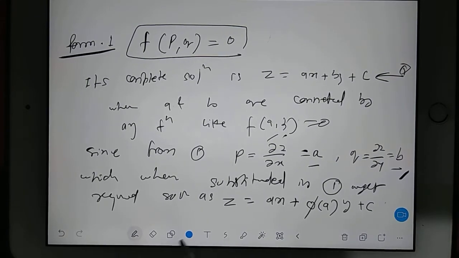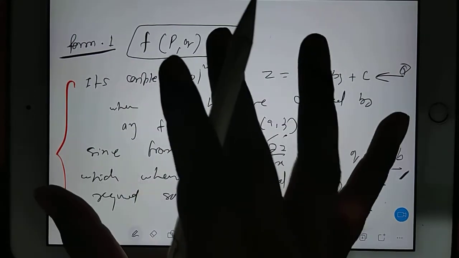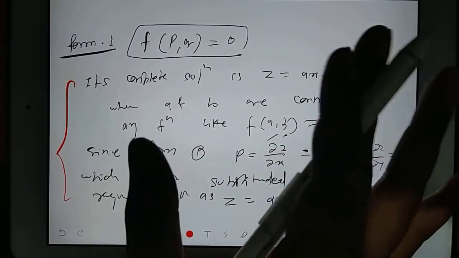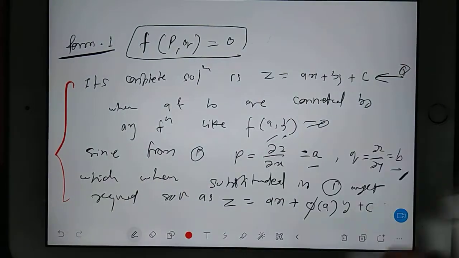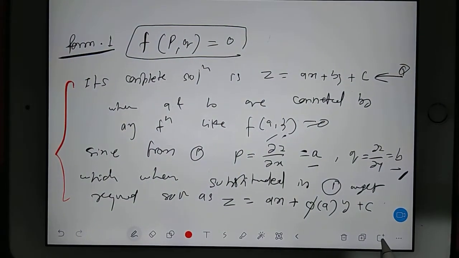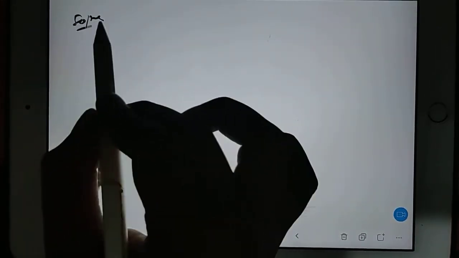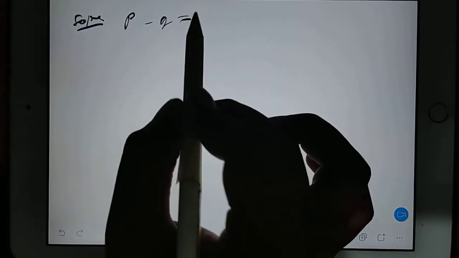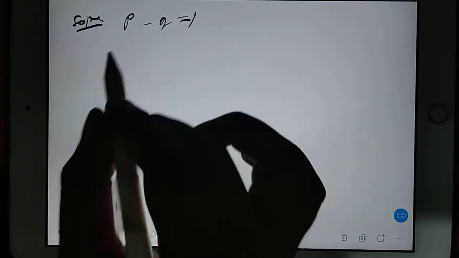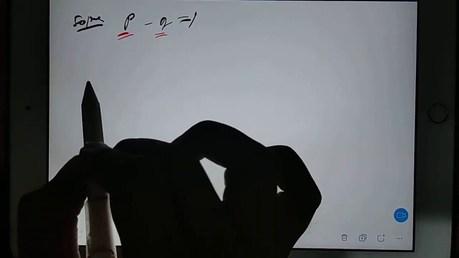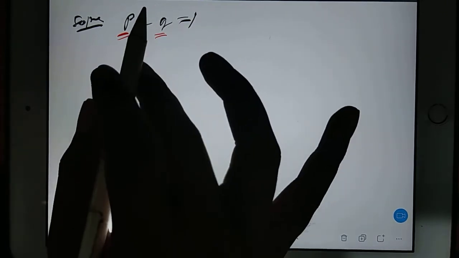Now we'll take one example. Mostly many students don't understand the paragraphs of mathematics, but they understand examples very well. So that's why we take one example to understand this. I will change the page. See the example. Solve p - q = 1. Solve means find the solution. Here p and q are coming, z and all nothing else is coming. Only p and q is coming. So this is form 1.